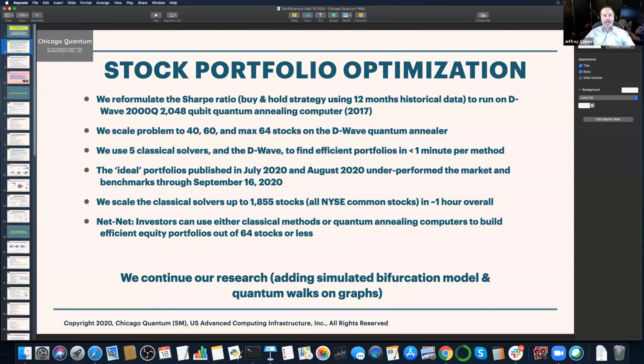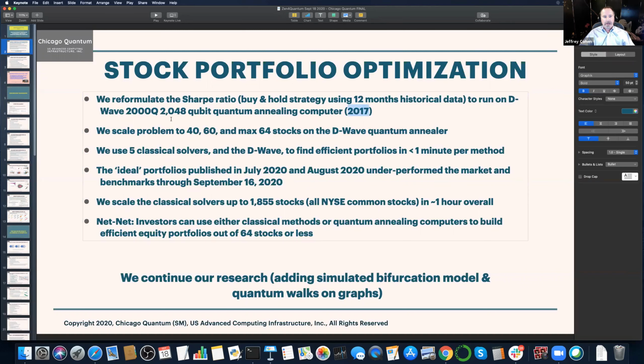What we set out to accomplish as Chicago Quantum. So the first is we wanted to run the stock portfolio problem on the quantum annealing computer, the D-Wave 2000. And again, just for people that may not know, it's a 2017 architecture. It's called a Chimera. It's a 16x16x4 qubit processor. So what that means is each cell of 8 qubits connects to 4 other qubits.